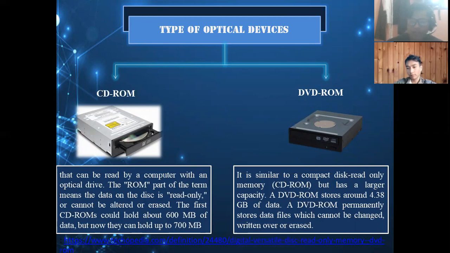And the second type is the DVD-ROM. It is similar to a compact disc read-only memory, CD-ROM, but has a larger capacity. A DVD-ROM stores around 4.38 GB of data. A DVD-ROM permanently stores data files which cannot be changed, written over, or erased.